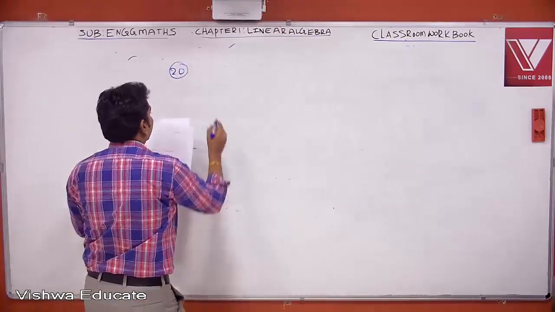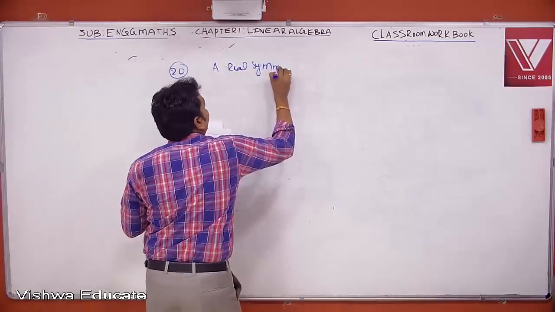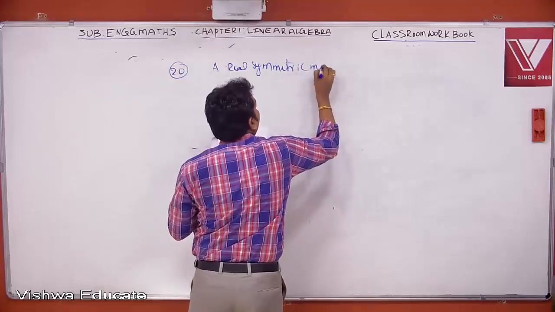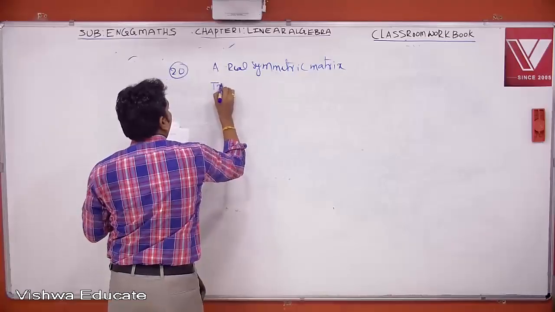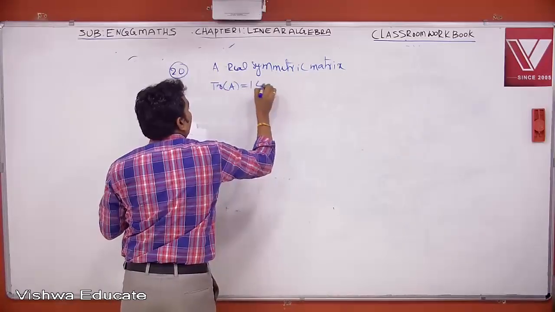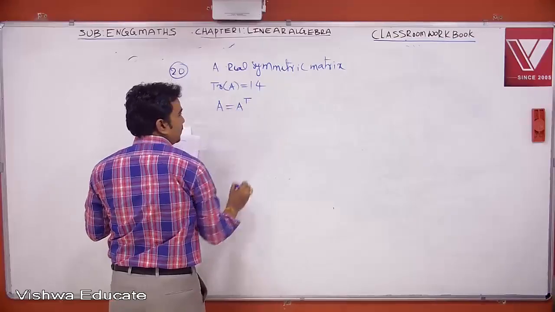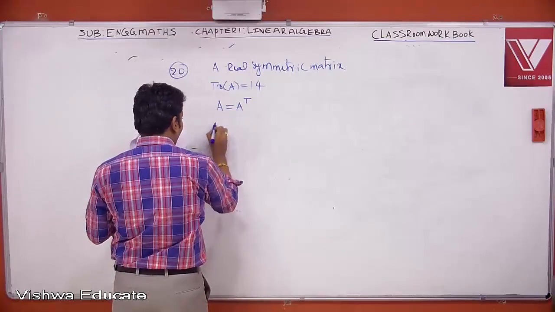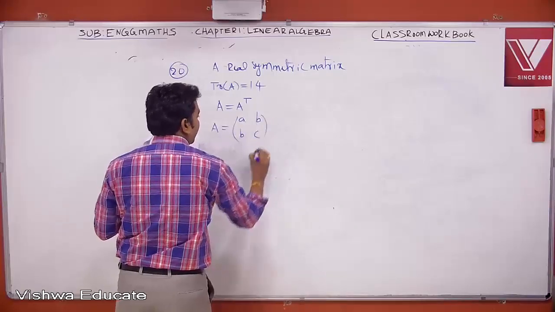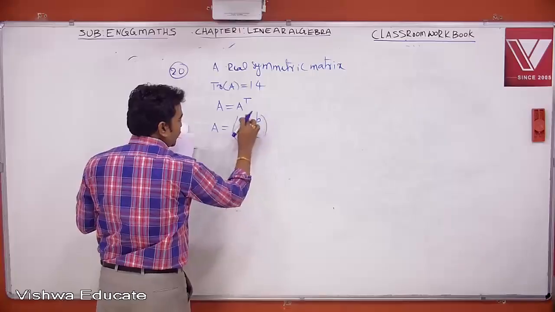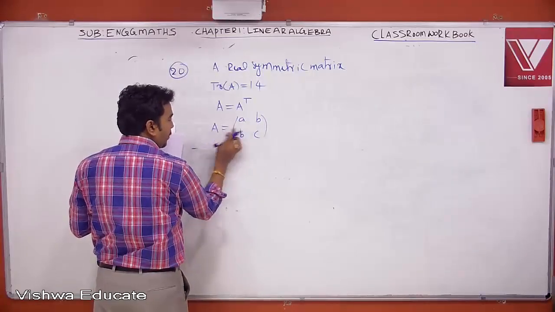So I consider a matrix A. This must be a real symmetric matrix, but the trace of this must be 14. So it is a symmetric matrix. That means A must be equal to A transpose. Now I will take a general matrix A like this: AB, BC. Since it is a symmetric matrix, A must be the same as A transpose. You can easily verify this is a symmetric matrix.